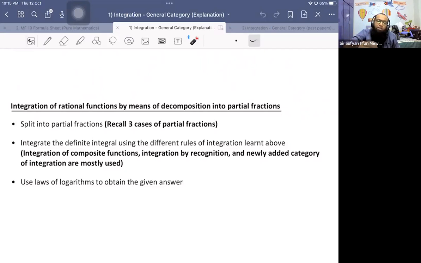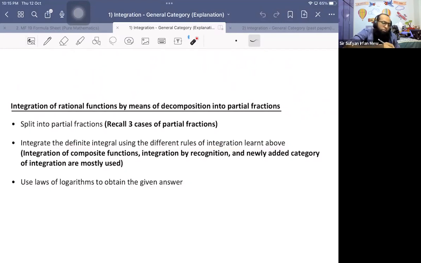But the second part will be integration. So this means if we have to integrate a fraction, we will use the partial fractions of that rational function to integrate it. Now, when we are integrating the partial fractions, usually we integrate the definite integral using the different rules of integration learned above. The rules that we have already studied will be used.